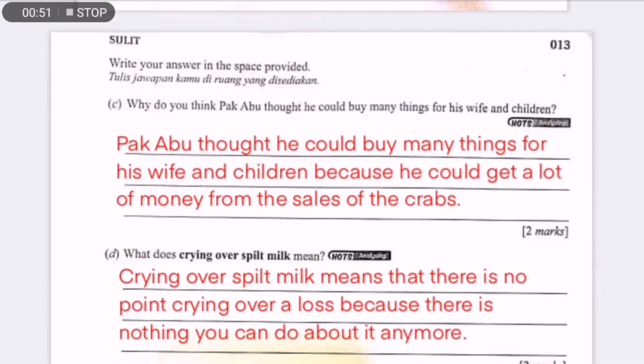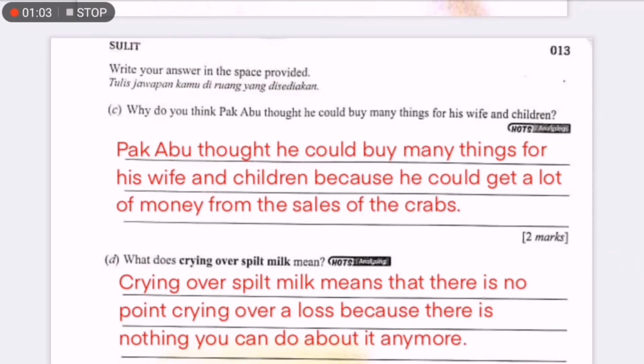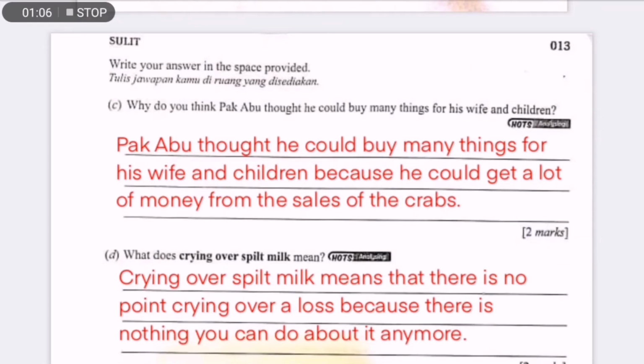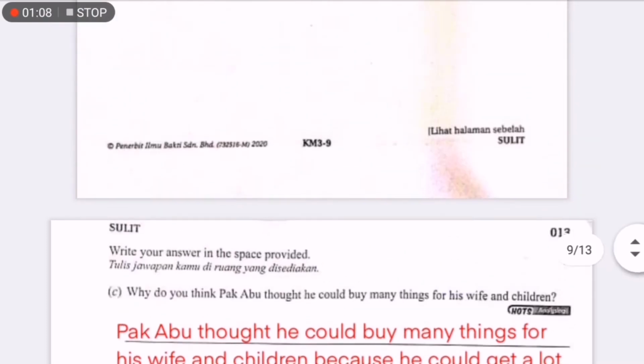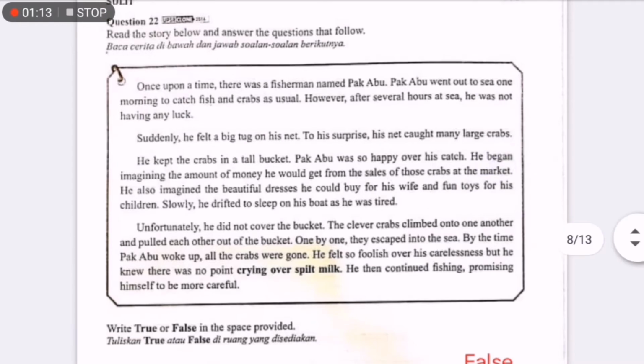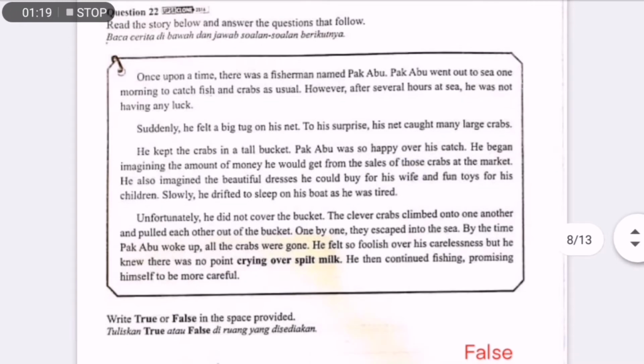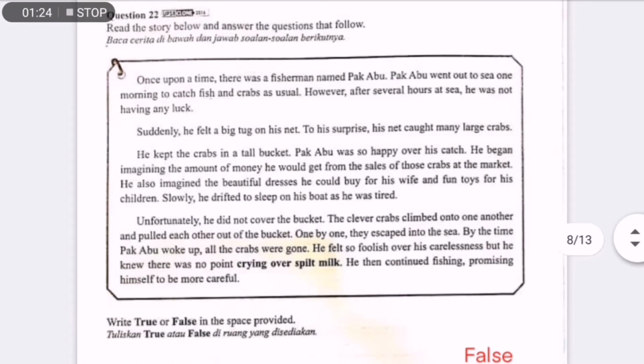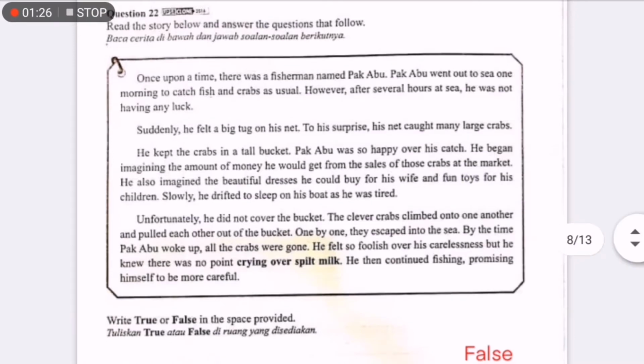Why do you think Pak Abu thought he could buy things for his wife and children? Pak Abu thought he could buy many things for his wife and children because he could get a lot of money from the sales of the crabs. This is a 2 marks question, so you need to write in full sentences. Where can you find the answer? Over here. He began imagining the amount of money he could get from the sales of those crabs at the market. And then he imagined the beautiful dresses he could buy for his wife and fun toys for his children.